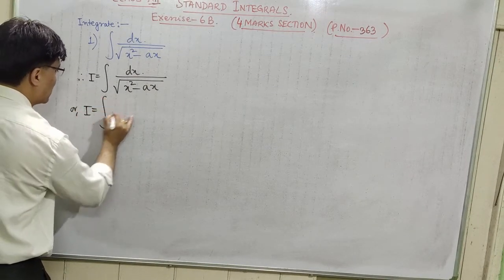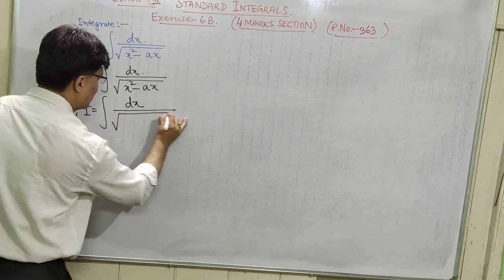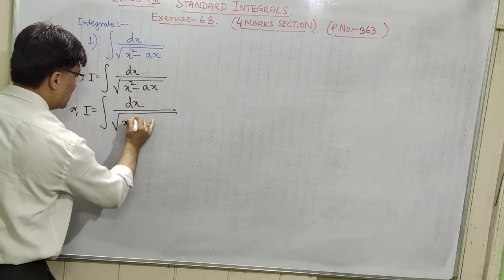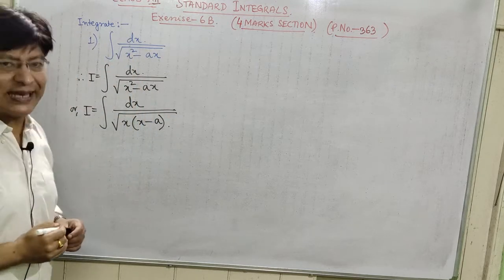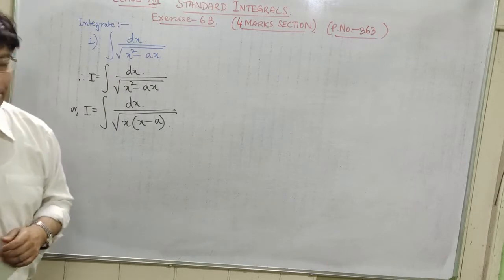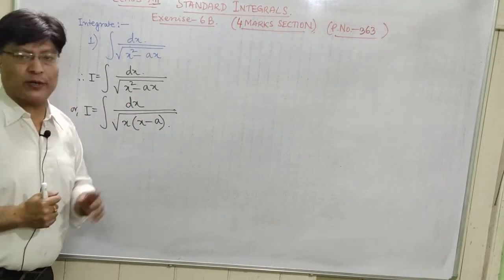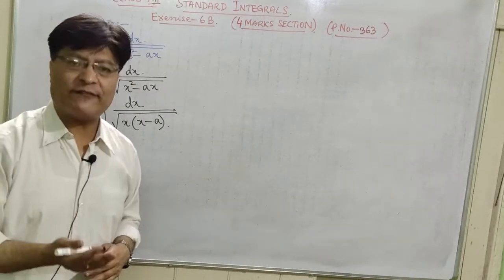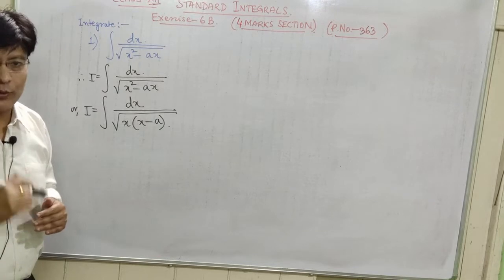So I is equal to integration of dx divided by root over what is common here, x is common and within bracket we have x minus a. So it is factorized. So both the factors are within square root. Take one of the factors as z square. Let us assume one of the factors as z square.